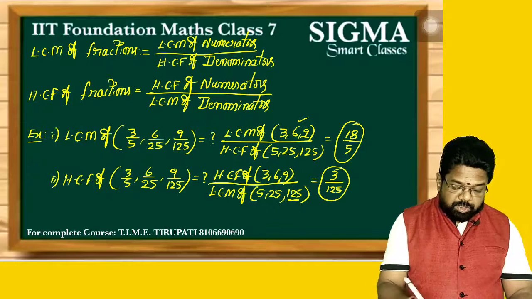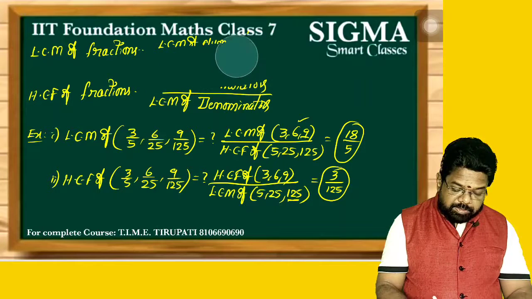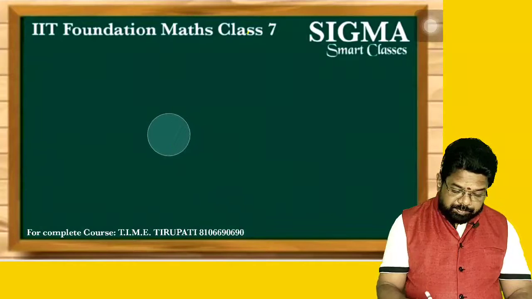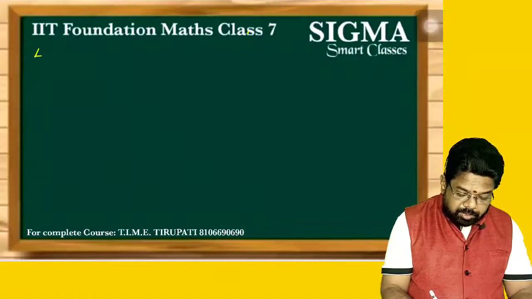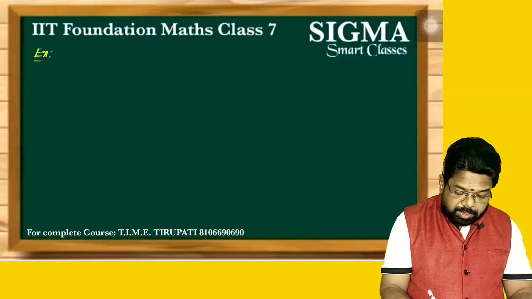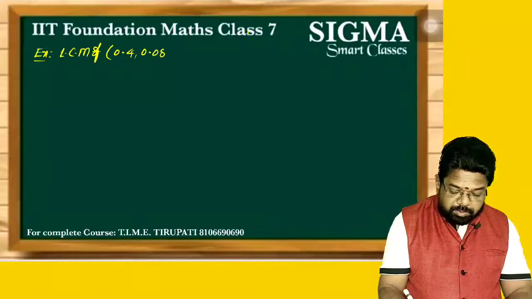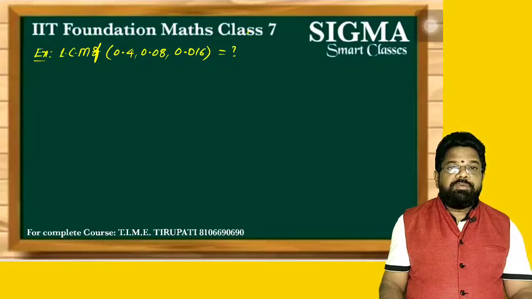Suppose the values are given in decimals, how can you calculate now? For decimals, how can you calculate LCM and HCF? Observe the example and you can understand very clearly. Suppose LCM of 0.4, 0.08, 0.016. What is the LCM of these values? The values are given in decimals here.